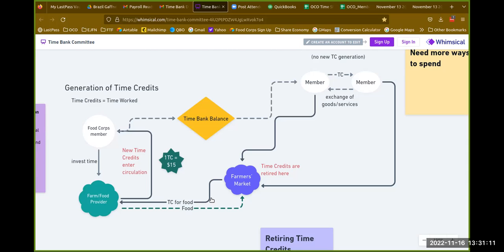Because that would be detrimental to their farm business. So that's why we put that condition in place, to make sure that farms aren't coming out on the losing end of these time credit transactions.